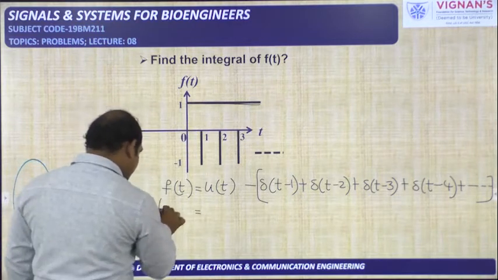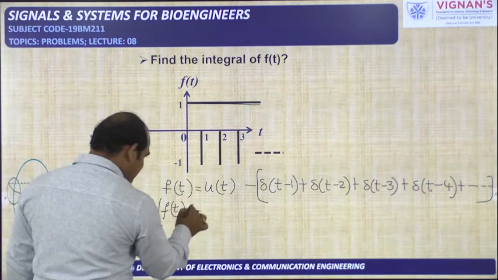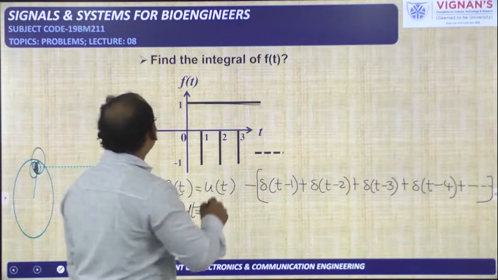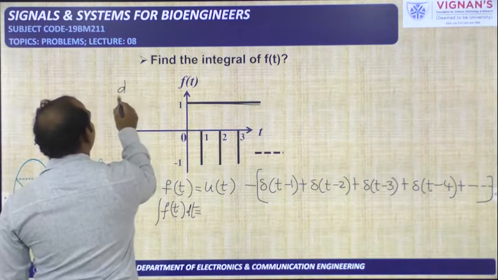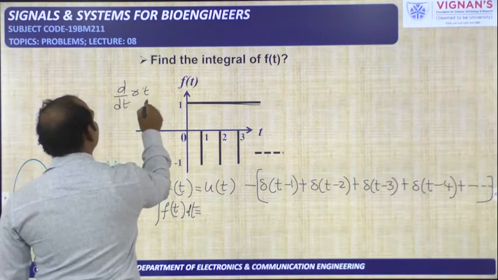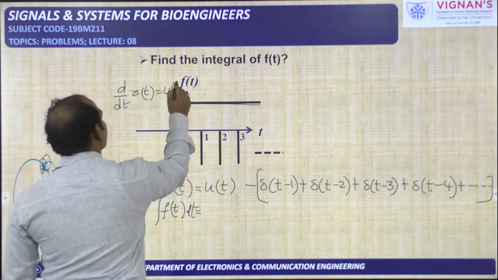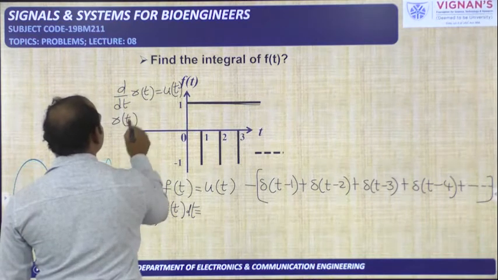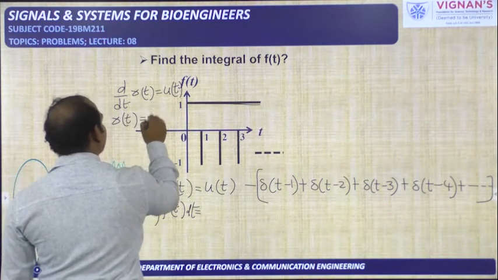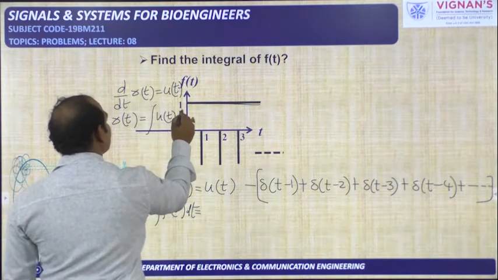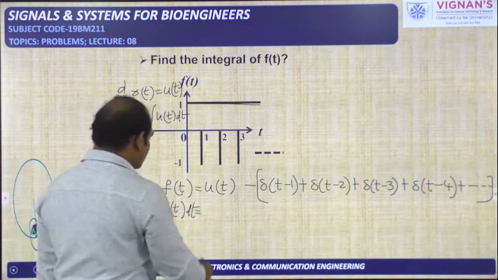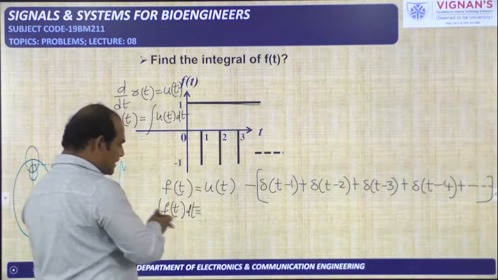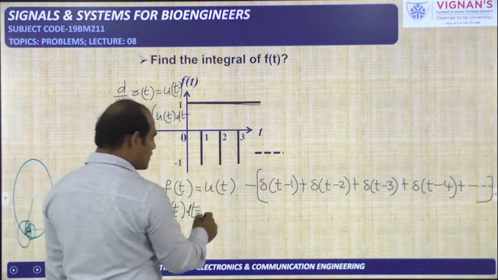So if I do the integration for this, we know that integration of u of t is r of t. Previously we have proved that d by dt of r of t is u of t. So you perform the integration on both sides. Integration and derivation will be cancelled, and here you will get r of t and integral u of t dt. That means integral of u of t will give r of t. So we are doing the integration for this entire equation, left side and right side. So integral of f of t dt is equal to integral of u of t, that will give r of t.